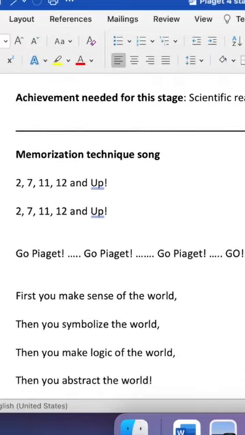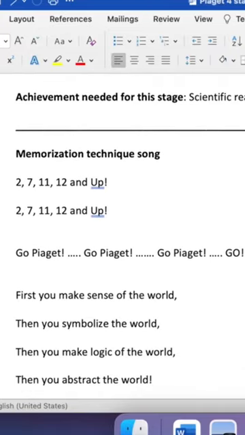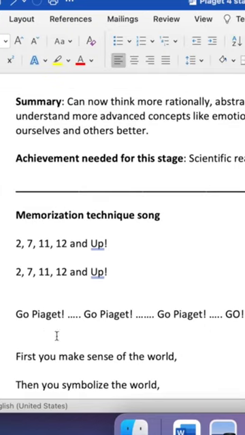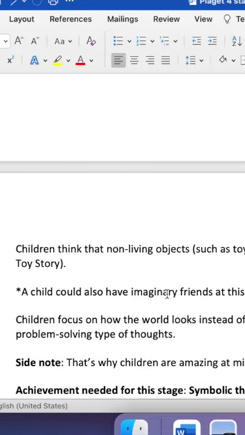This is something I developed. 2-7-11, 12 and up. Go, Piaget. Listen, this is just how my mind works. Because where we got the numbers from, check this out.